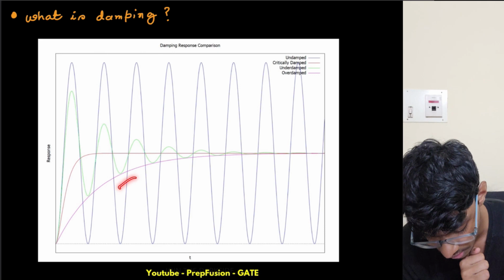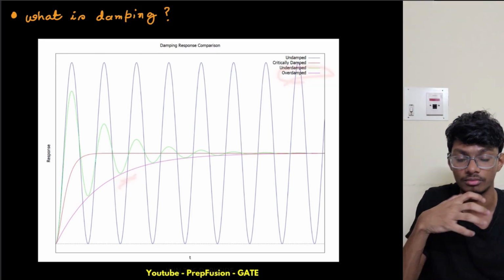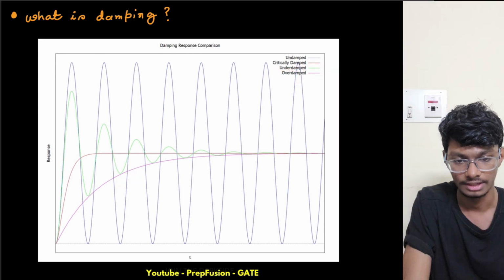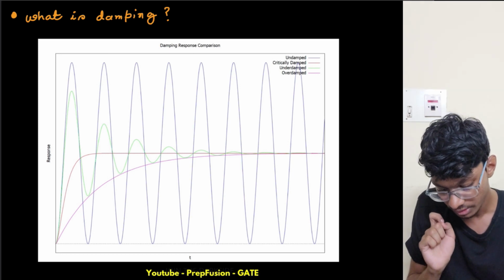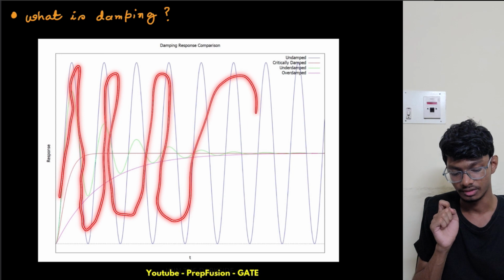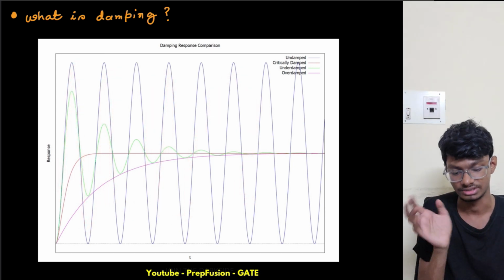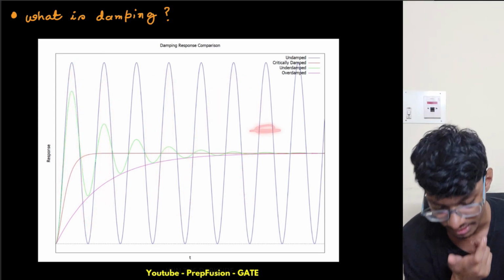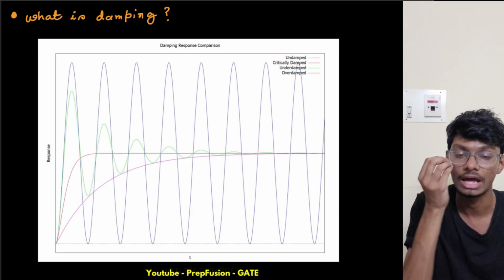So what is this purple line? This is the overdamped response. My damping has been overdone. And then I have this one, which is always oscillating around. It is never reaching the steady state basically. This is the violet line. The violet line is undamped, so there is no damping itself.